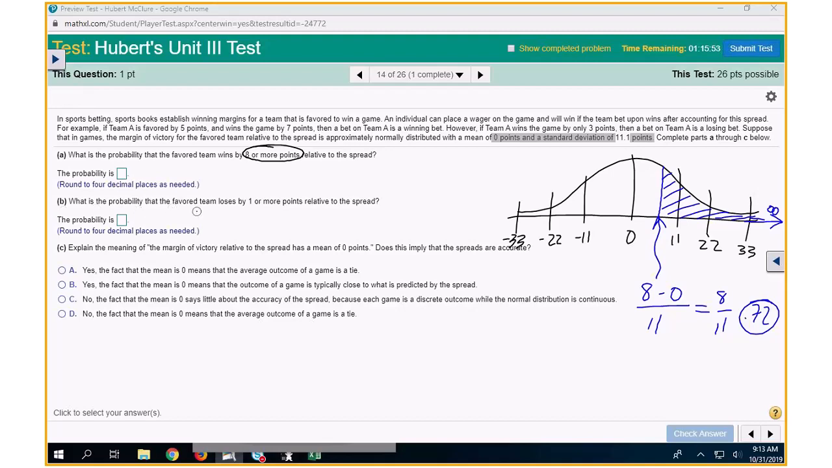What is the probability that the favored team loses by 1 point or more? So 1 point would be what? Right next to the 0. 1 point right there. So that'd be 1 minus 0 over 11, which is going to be equal to 0.09 something.